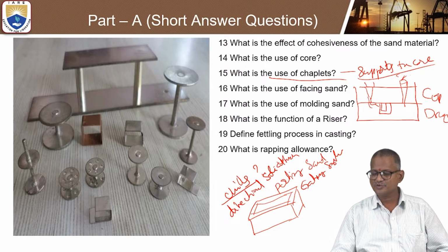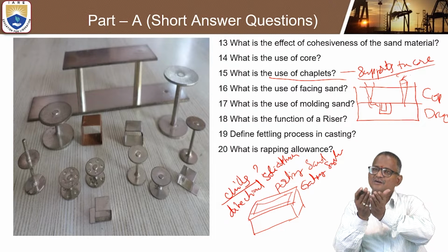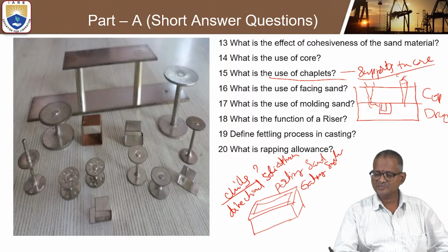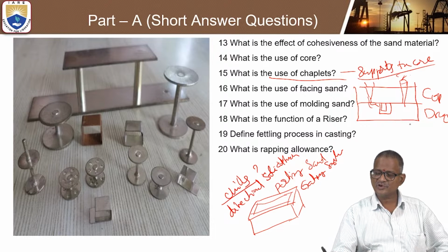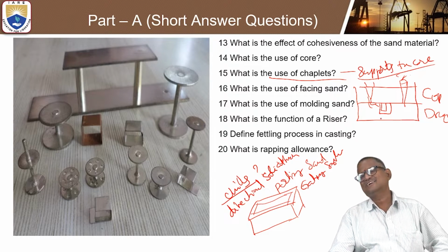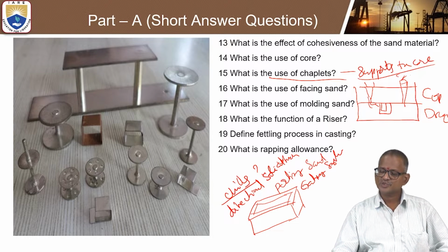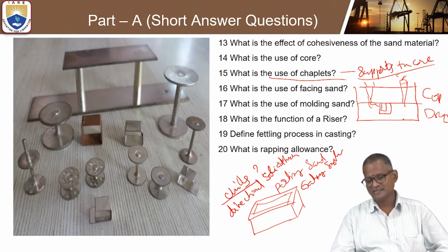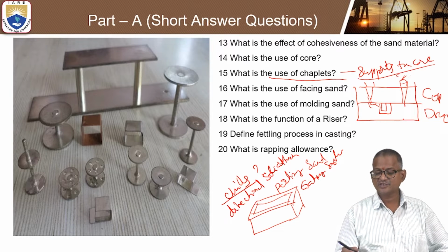Whereas, the metal from the pouring basin enters and this is called the sprue. Runner to mold cavity is called the in-gate, and between the sprue and the in-gate we call it the runner. So these are some important concept-related short questions.